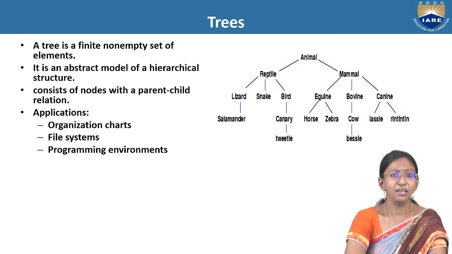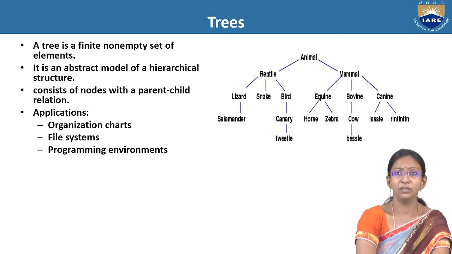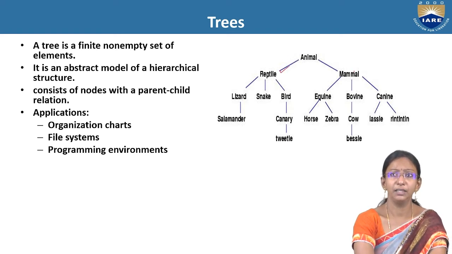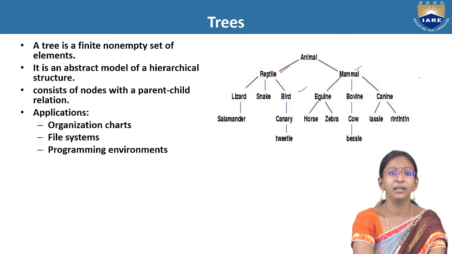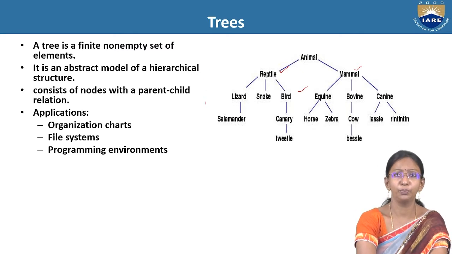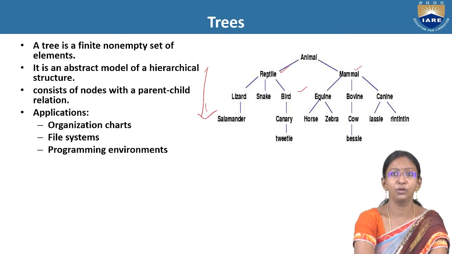So the next one, let's start with the basic tree structure, as we are concerned with nonlinear data structures right now. Have a look at this simple picture which I have brought over here. Animals can be reptiles or mammals, right? Reptiles can be lizard, snake or a bird. Mammals have different categories, right? So you can see a top-down structure from the root to the leaf nodes. A node which does not have any children is a leaf node.